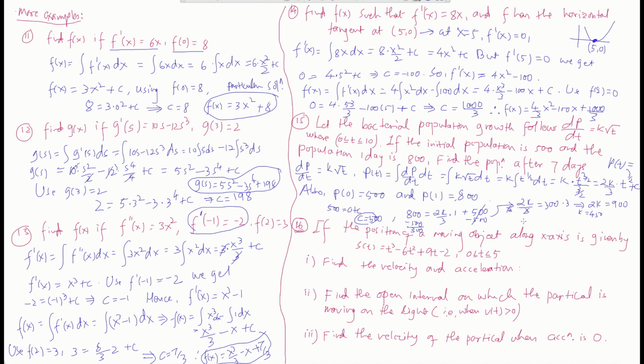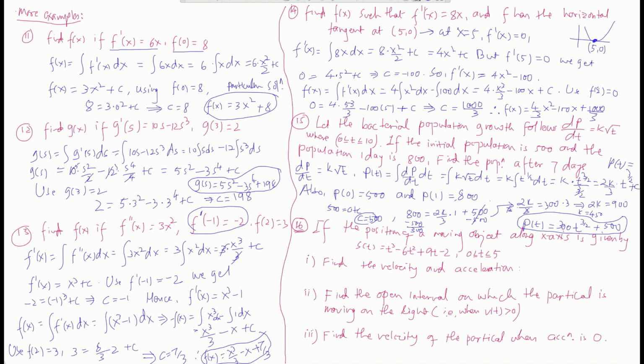So what is the final answer then? Final answer is P(t) equals, so 450 is K. So 2 times 450 is 900 over 3 is 300. 300 t to the 3/2 plus C is 500, right? So this is the final answer for this problem.